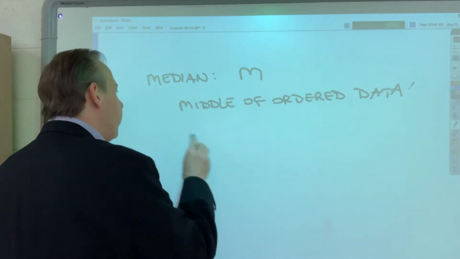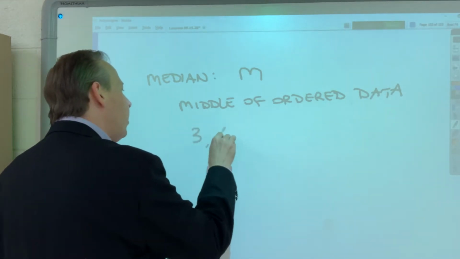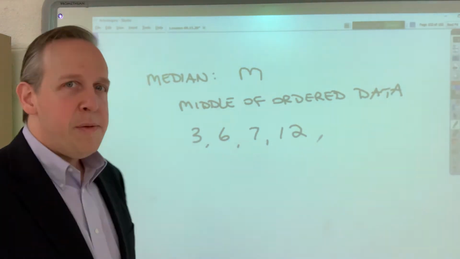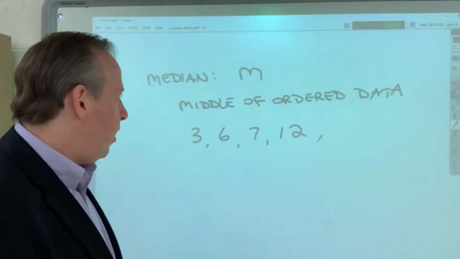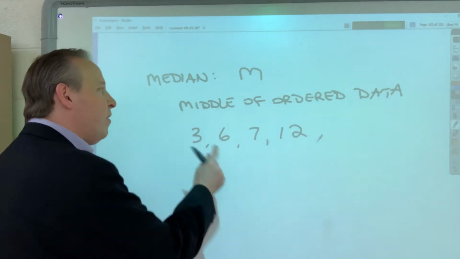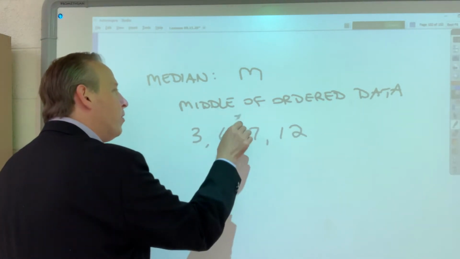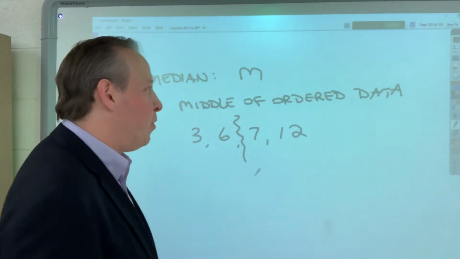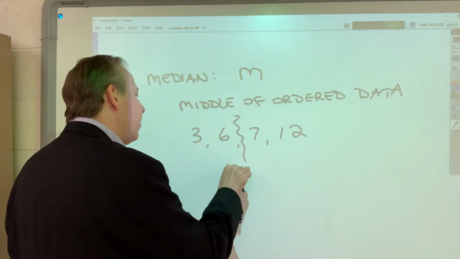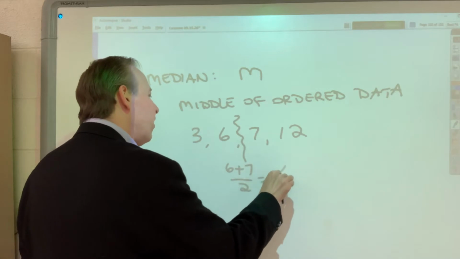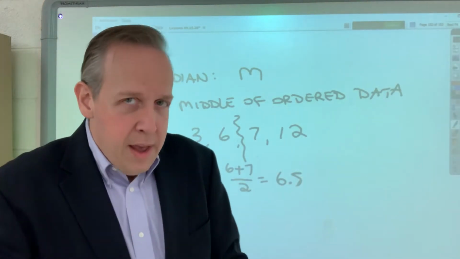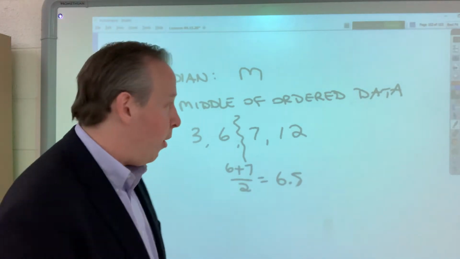So if I have ordered data, let's say we have 3, 6, 7, 12. What's the middle of ordered data? Well, it's the middle data point. Now there's an even number of data points here, so it goes in between the two that are in the middle. And what's in between 6 and 7? Well, 6 plus 7 divided by 2 is obviously 6.5. Nice and easy. It's not always the half. It depends on what those two numbers are, though.